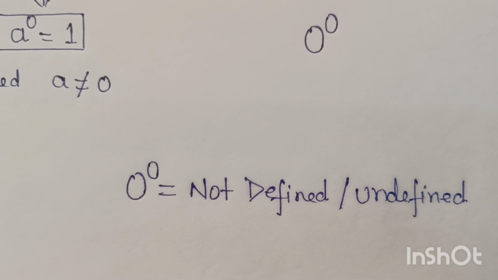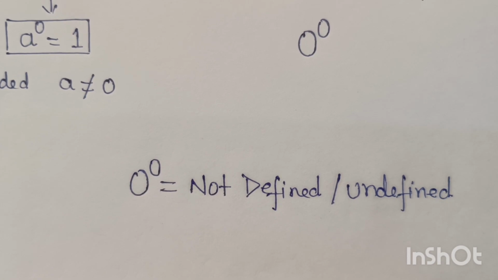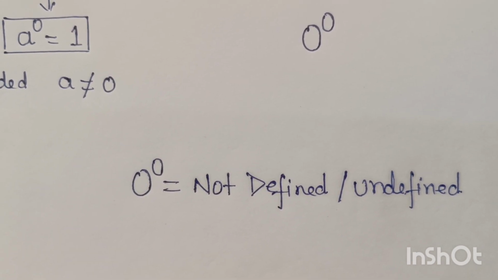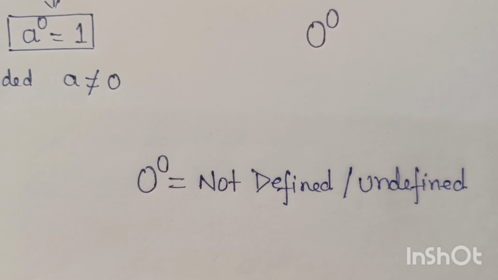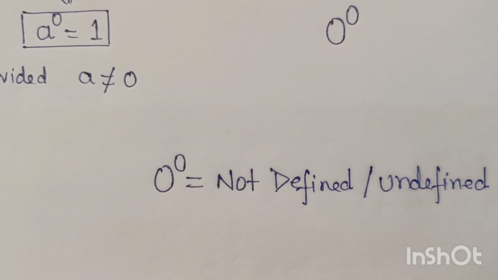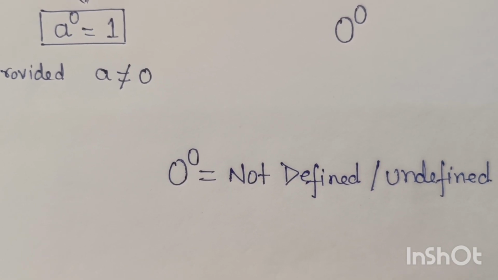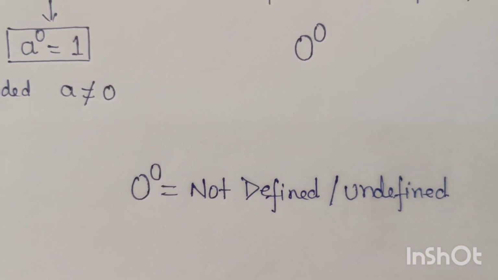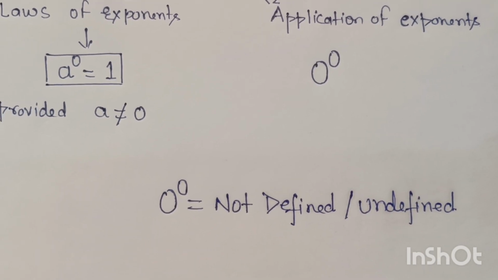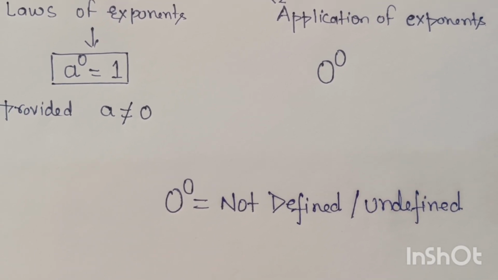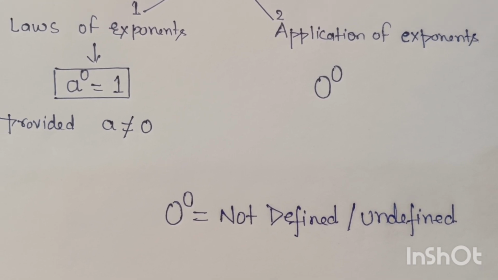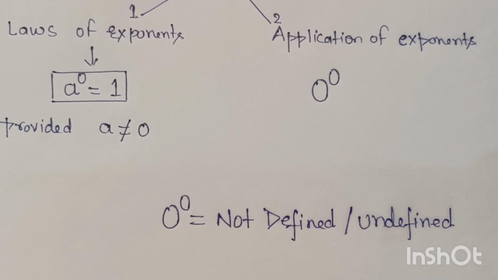So we can say that 0 raised to the power 0 cannot be 1, so we are going to eliminate 1. Now whatever we have explored so far, we found that the answer will be not defined. So as you can see, according to exponent, the answer of 0 raised to the power 0 will be not defined or undefined. And why it should be not defined, I have explained.